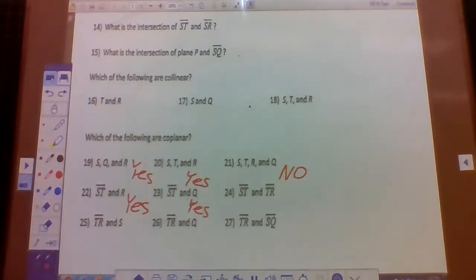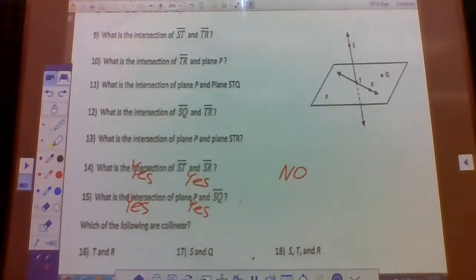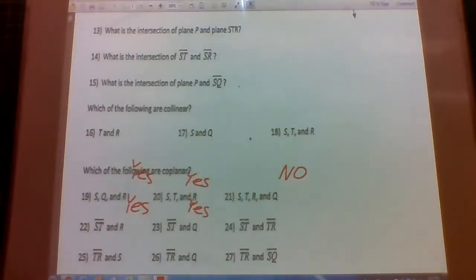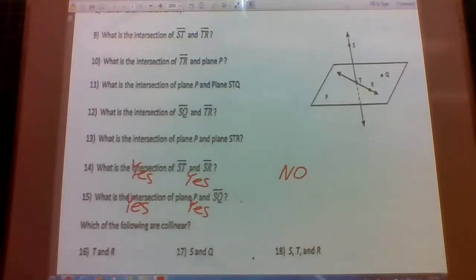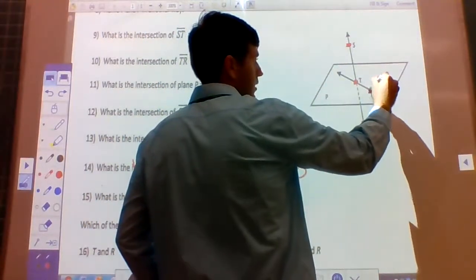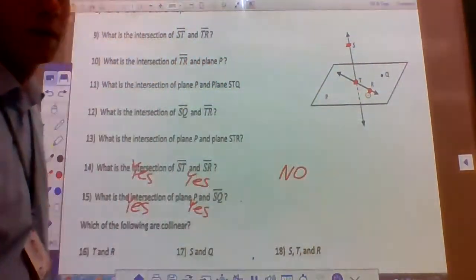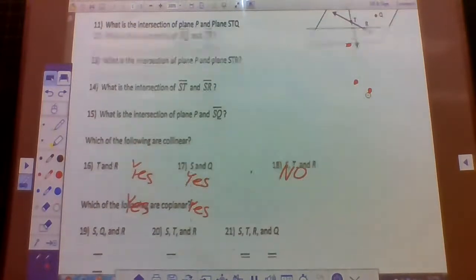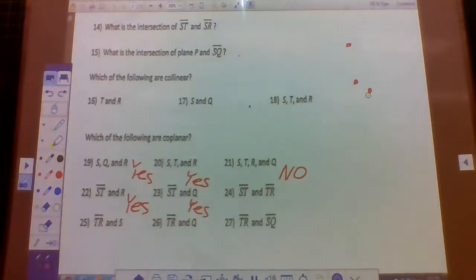Okay, ST and TR. The question is, are they coplanar? Right, and so how many points do we have with ST and TR? We have ST and R, right? So we have 3 points. We know any set of 3 non-collinear points are going to be coplanar because they can form exactly one plane. Okay, so that one is also a yes.